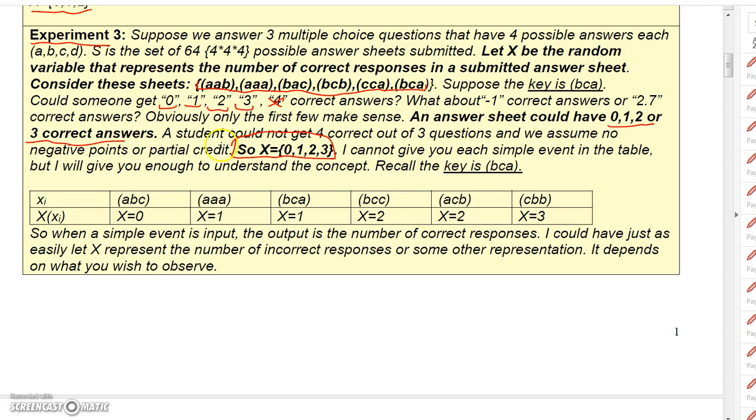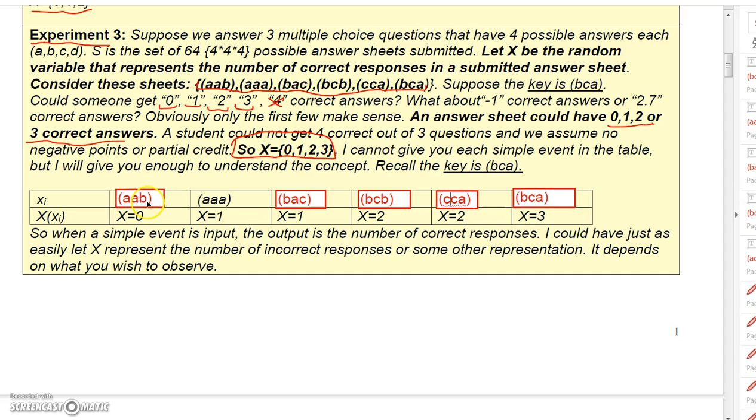Okay, and again, I'm not going to give you each simple event. I had to make some corrections on my sheet here. This is kind of complicated to set up. But let's say a person turns in these values. What I meant to have here was these 6 answers. I'm not sure how I got what I had.